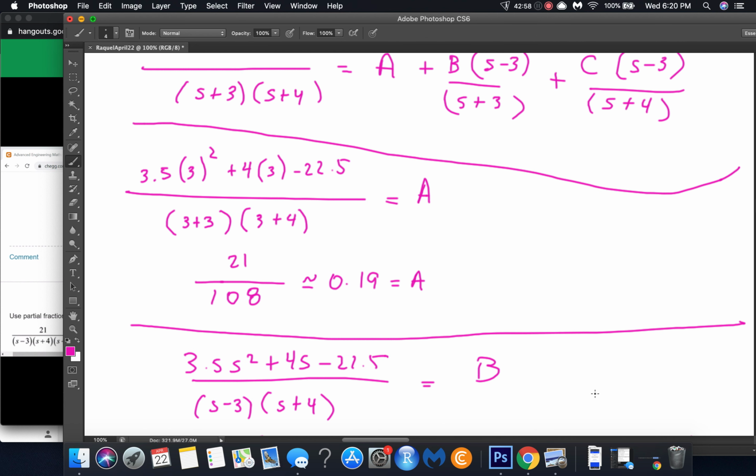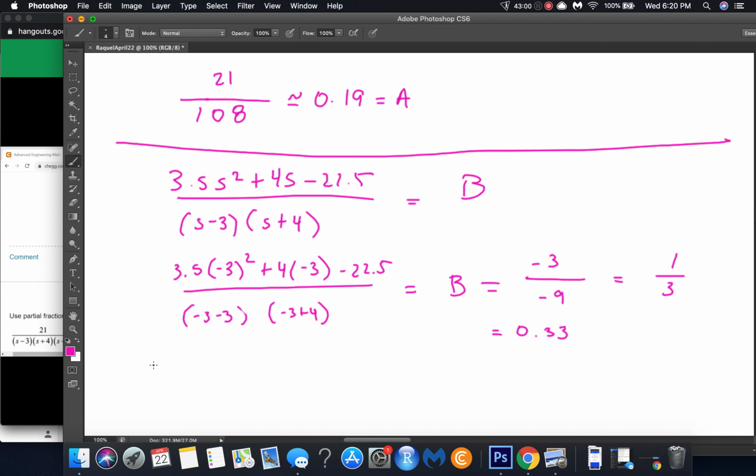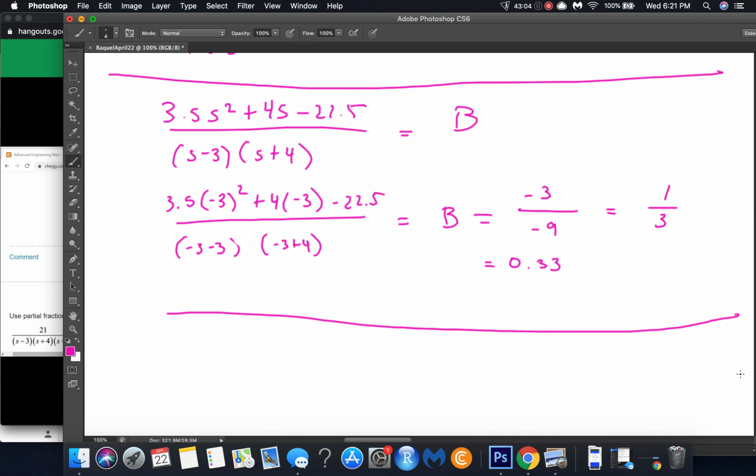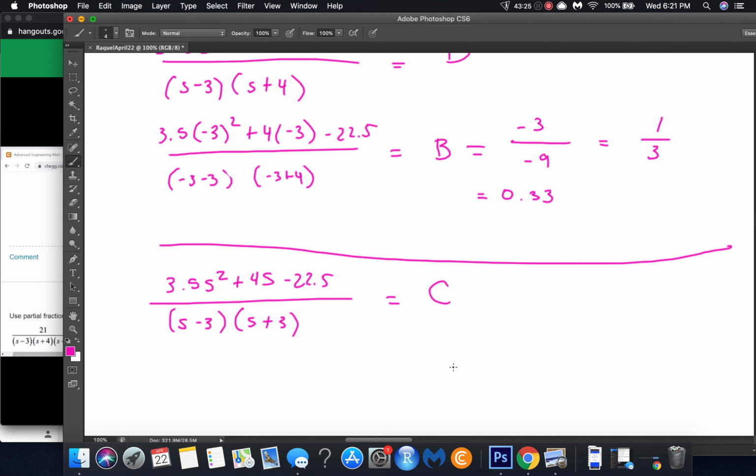Okay, then same process for C. So I'm going to write, the top doesn't change, so it's going to be 3.5 s squared plus 4s minus 22.5. But in the bottom, since it's s plus 4 to find c, you're going to have s minus 3 and s plus 3. There you go. Go to c. So what do I need to plug in? You would need to plug in -4.